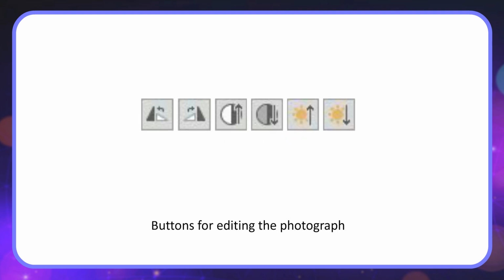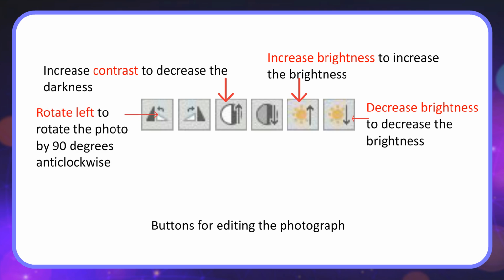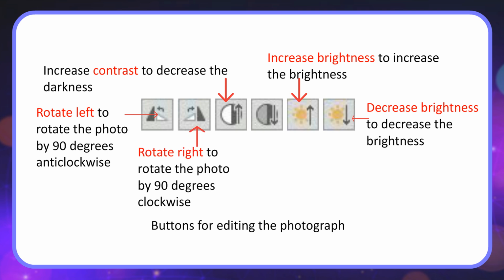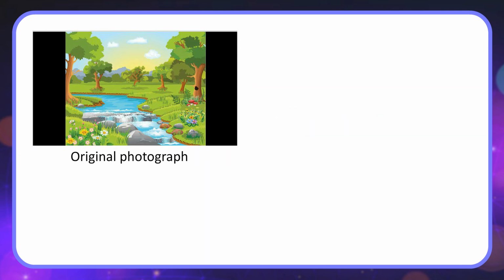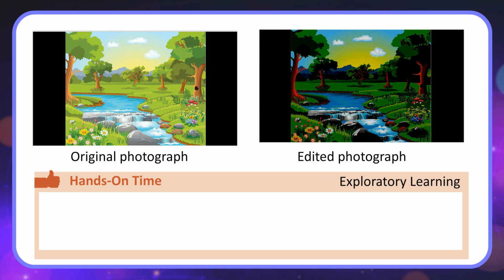Buttons for editing the photograph. Increase contrast to decrease the darkness. Increase brightness to increase the brightness. Decrease brightness to decrease the brightness. Rotate left to rotate the photo by 90 degrees anticlockwise. Rotate right to rotate the photo by 90 degrees clockwise. Decrease contrast to increase the darkness. Original photograph. Edited photograph.